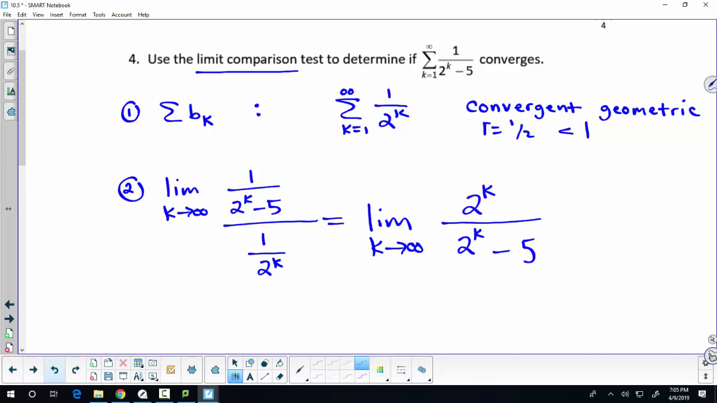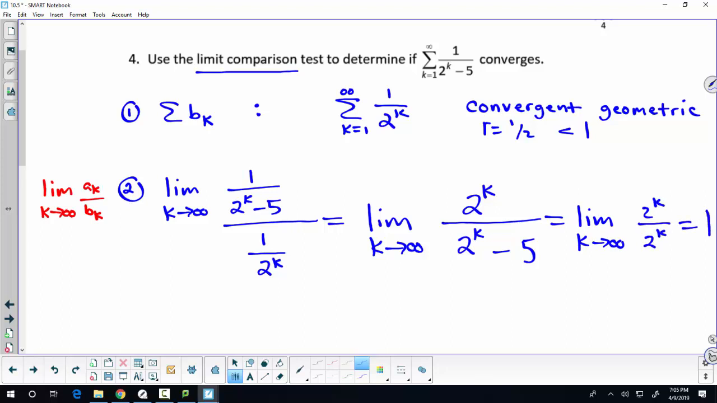What is that limit? How do we know it's 1? If you're going to look at it like that, then you would do L'Hopital's rule, which is fine. But the -5 makes no difference, right? 2 to an extremely large number minus 5 is 2 to an extremely large number. So really, this limit at infinity is equivalent to just the limit as k approaches infinity of 2 to the k over 2 to the k.